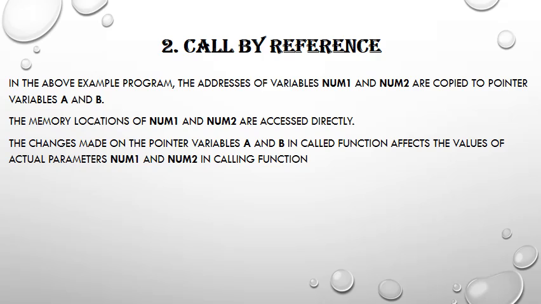So just the explanation in words. The addresses of the variables num1 and num2 are copied to the pointers a and b. So the memory locations of those variables num1 and num2 are accessed directly, and hence the changes made on the pointer variables a and b affect the values of the actual parameters num1 and num2, right?